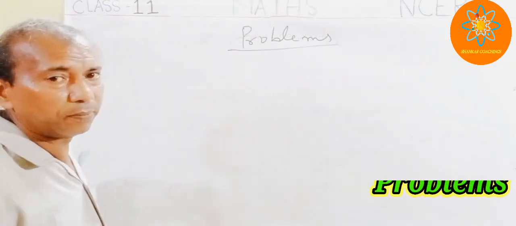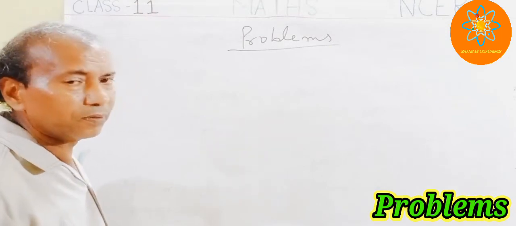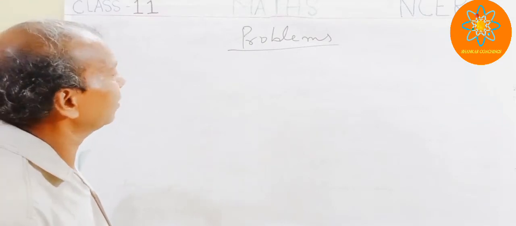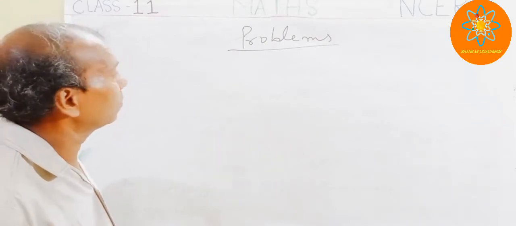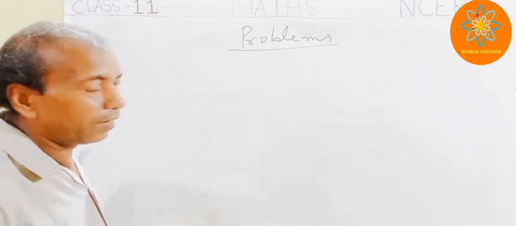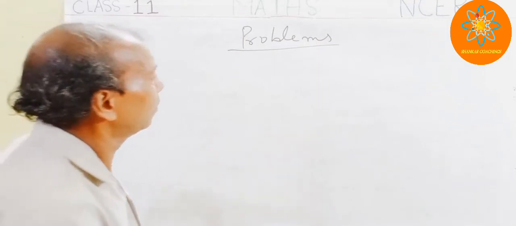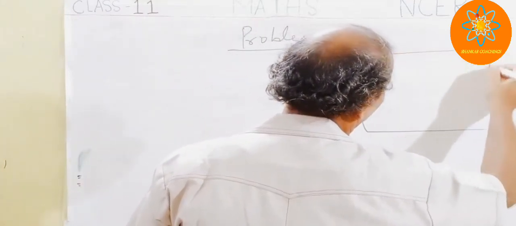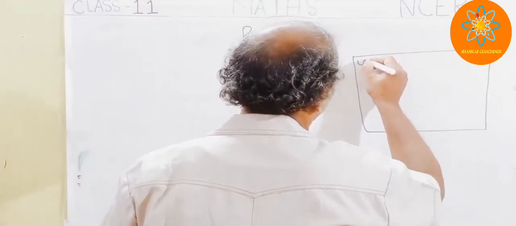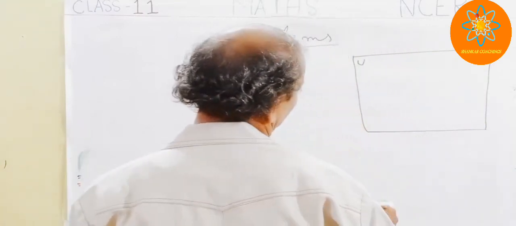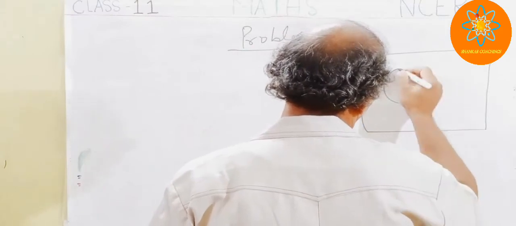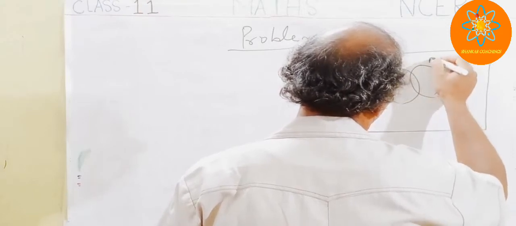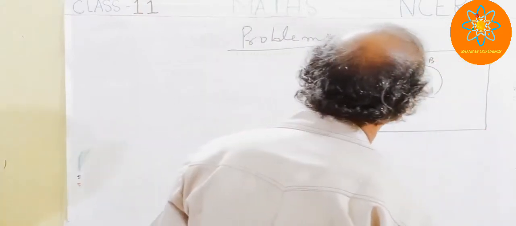Sometimes problems are given. The problems we can solve by this set theory, better you can say with the help of a Venn diagram. So how do we solve that? Whatever the question or problem given, from that we draw the Venn diagram. Suppose in this way, this is the universal set. Then I will draw the set A, and then I will draw the set B.